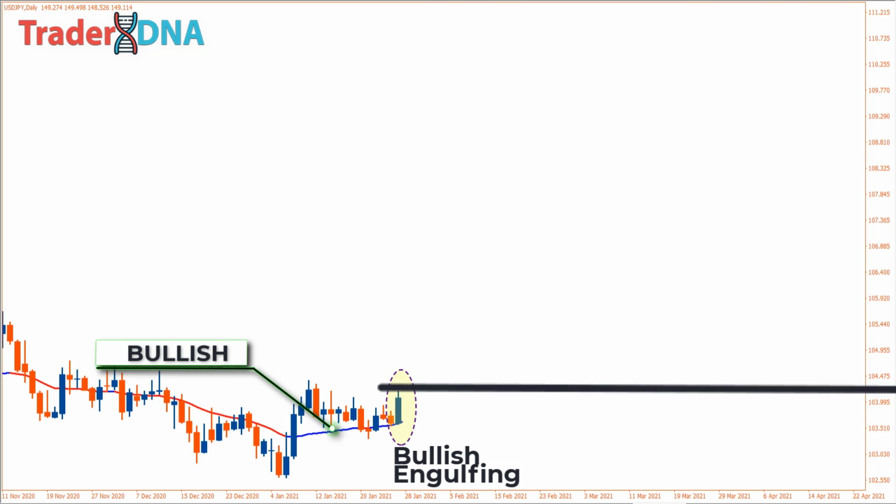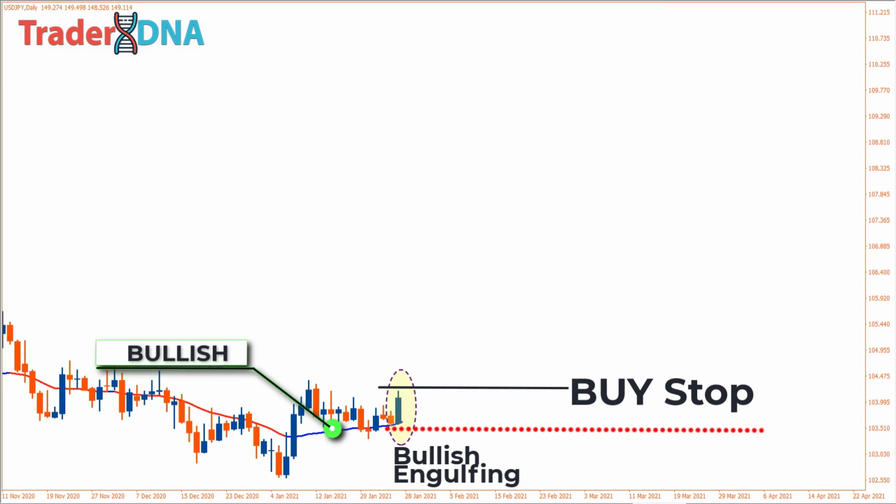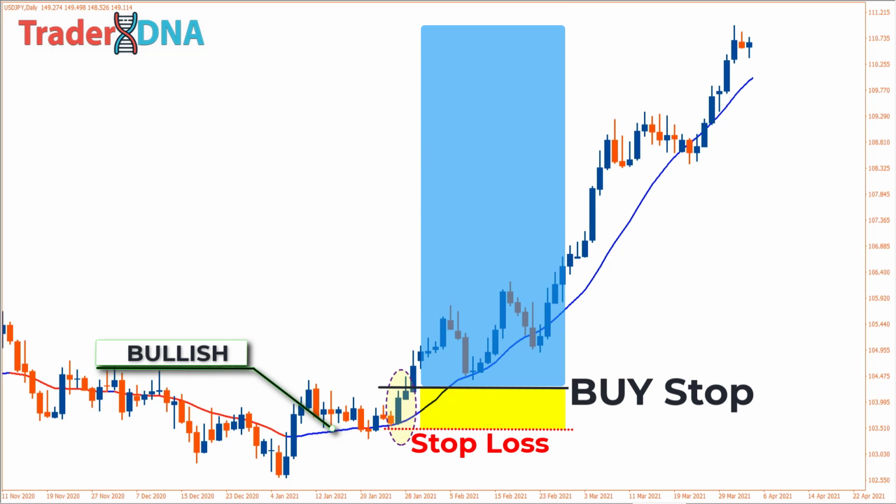which means that if this pattern forms perfectly, we should immediately place a buy stop order above the last bullish candle. Our stop loss is placed below the last bullish candle. As you can see, the result is a rapid price increase, giving you significant profits.